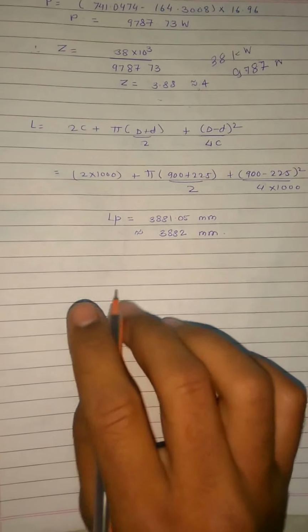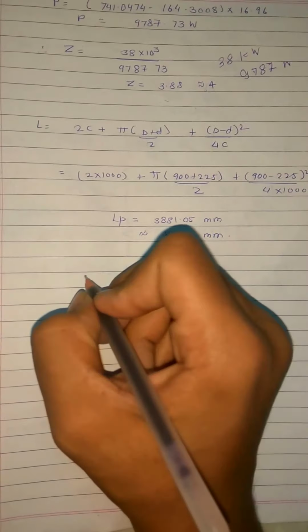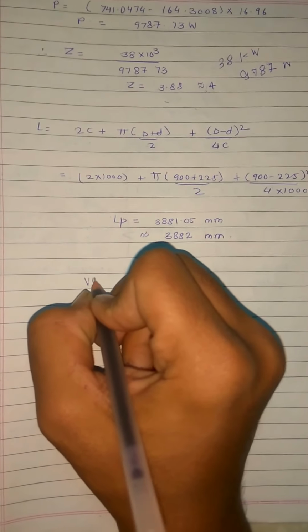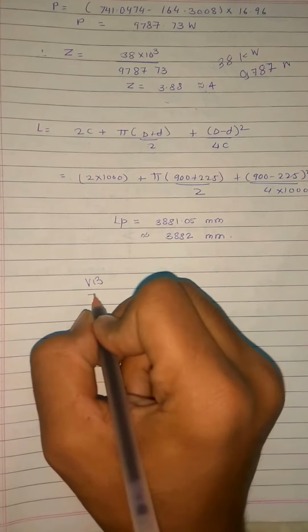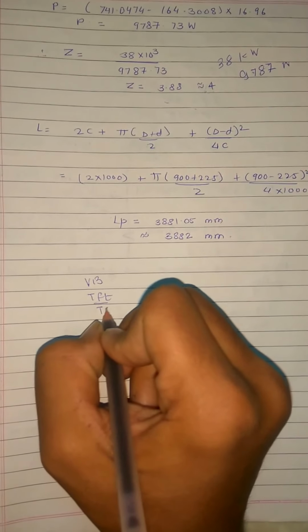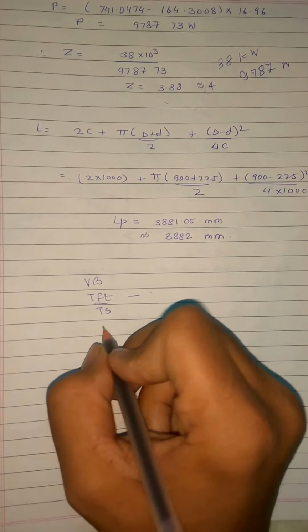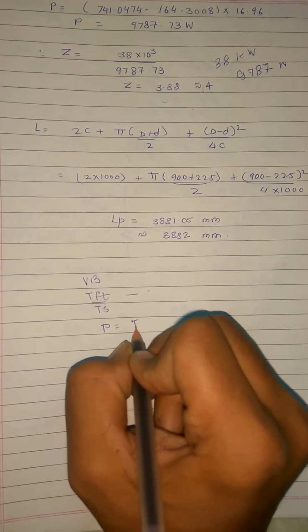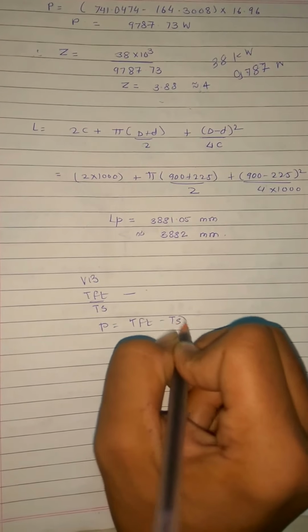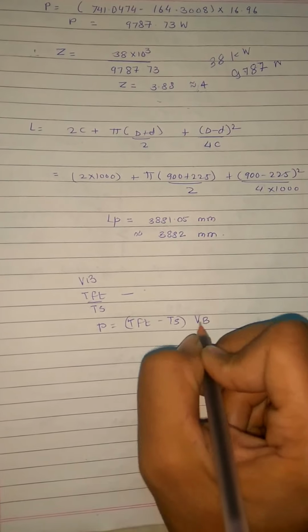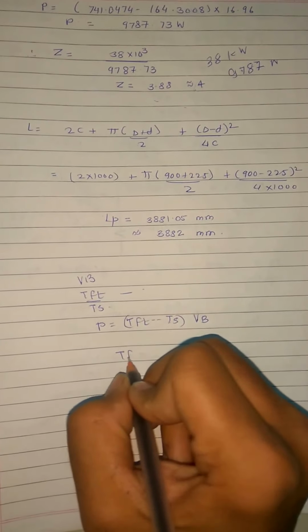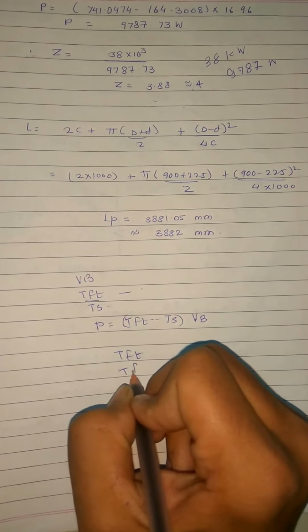Let's revise what we did. We first find out the velocity of belt. Next we find out TFT upon TFS, some value. Next, power is equal to TFT minus TFS into VB. So solving this, we get TFT and TFS.